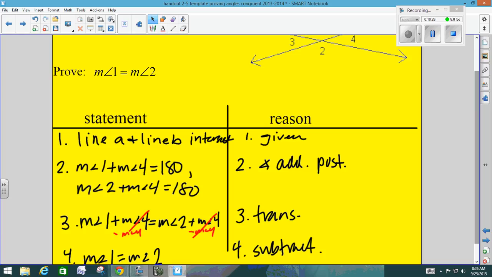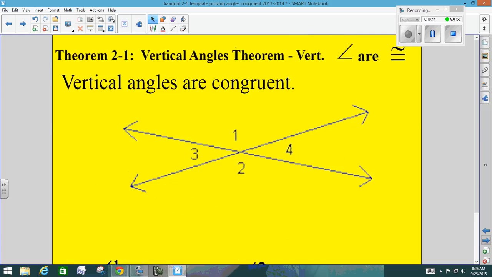You just proved the first theorem of geometry. Vertical angles are congruent. Some of you already knew this from past years. Vertical angles are always congruent. So what could you tell me about angle 3 and angle 4 in this picture? They're also congruent. Okay? And if you look right below your proof, it should say theorem 2-1, vertical angles theorem.